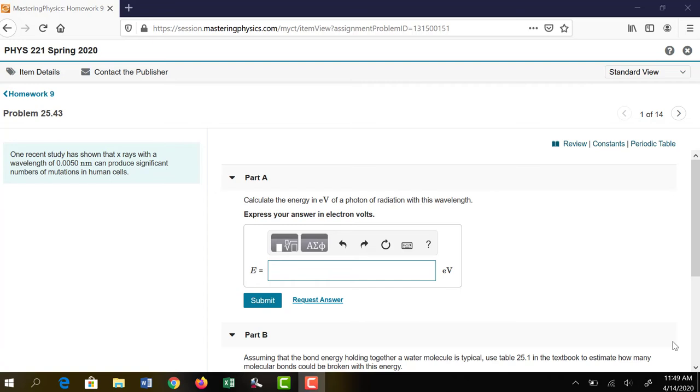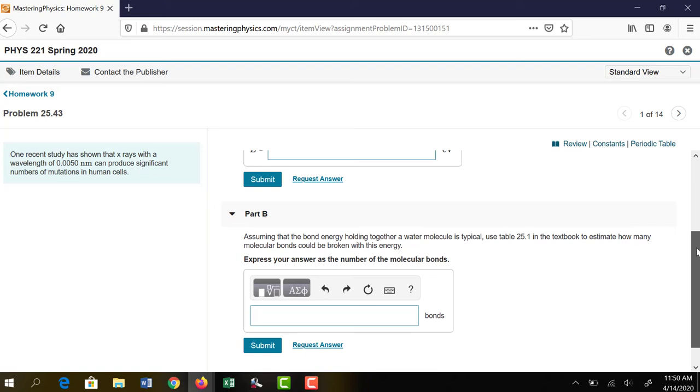The first one here is: one recent study has shown that X-rays with a wavelength of 0.005 nanometers can produce significant numbers of mutations in human cells. And we want to know, in part A, calculate the energy in electron volts of a photon with this wavelength. Okay, so we're given the wavelength. We want to know how much energy that corresponds to in electron volts.